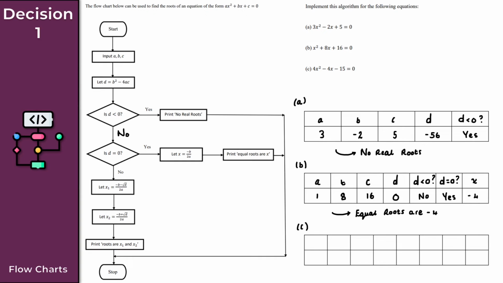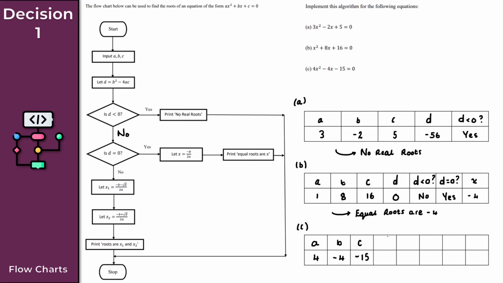And then finally, for the very last part of this question, we have part C. So for part C, we've got 4x squared minus 4x minus 15 is equal to 0. And again, the method I'm working here is almost identical to part A and part B, right? So again, we start off here, we go down and we input A, B, and C. So A is 4, B is minus 4, and C is minus 15.